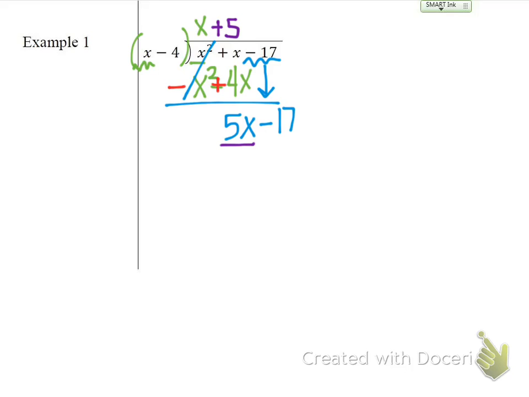Okay, so now you're going to take that 5, and we're doing the whole thing over again. So you're going to multiply 5 by the x minus 4. So 5 times x minus 4 gives me 5x minus 20, right?